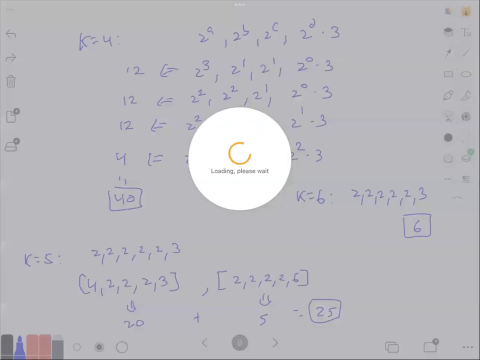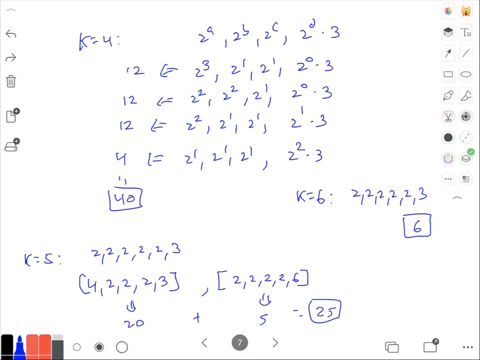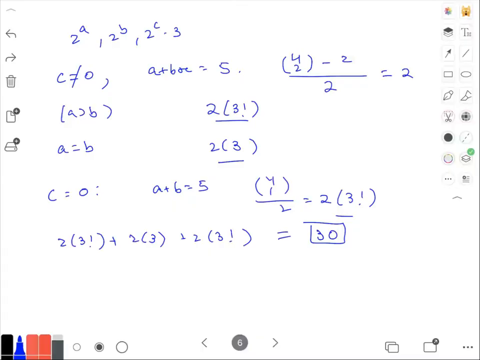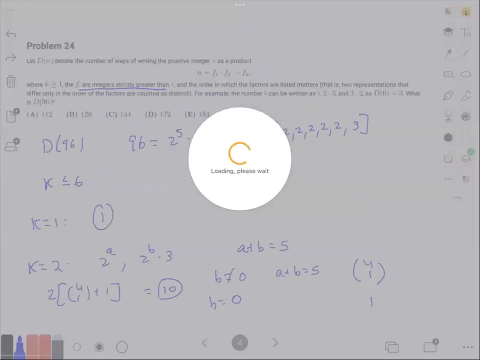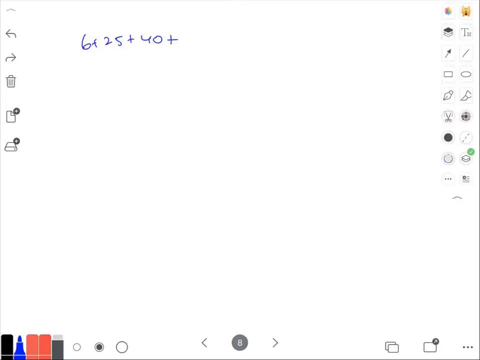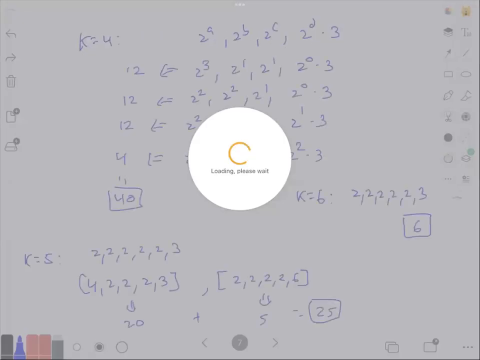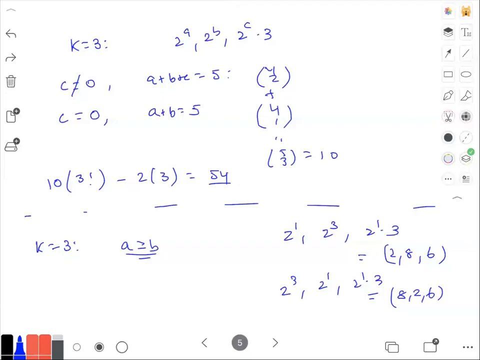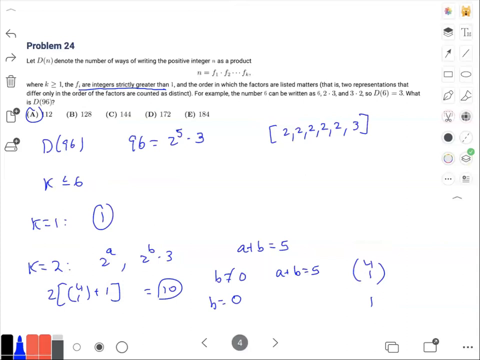And then now we're ready to add. So 6 plus 25 plus 40. And then I'll just refresh you guys on our other cases. We had 30 here, 10 and 1. So 30 plus 10 plus 1. So if we add this, we get 31, 71, 101 plus 11, which is 112. And then if you go back, that was A, and we are done.